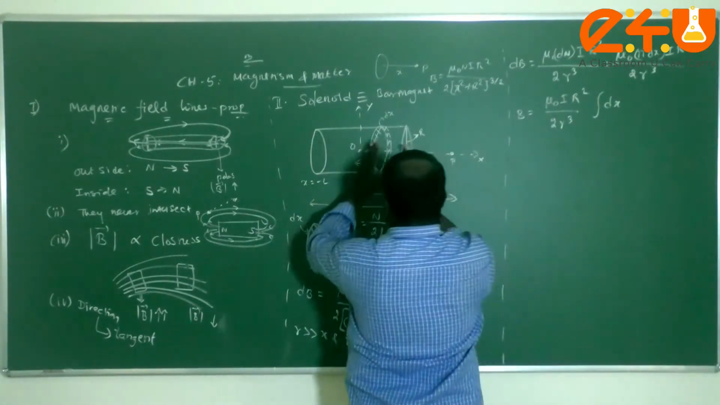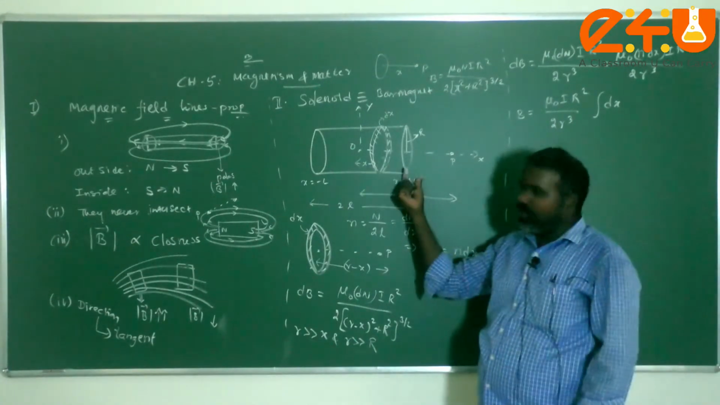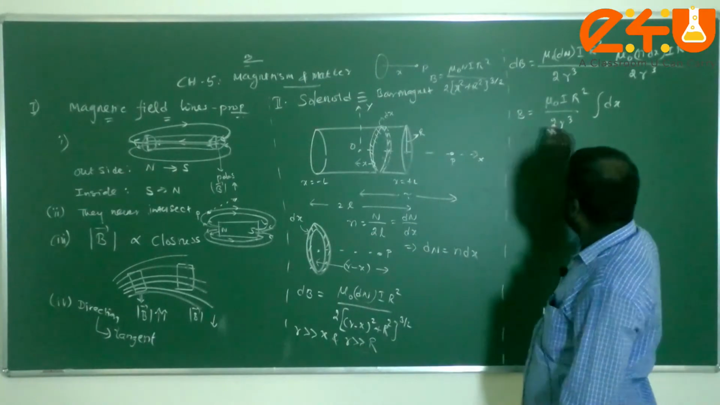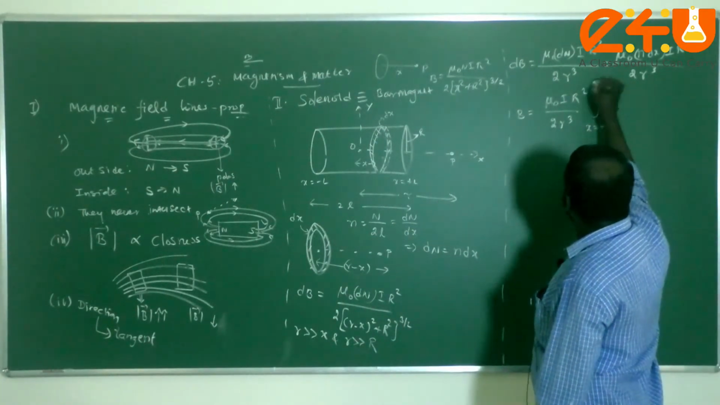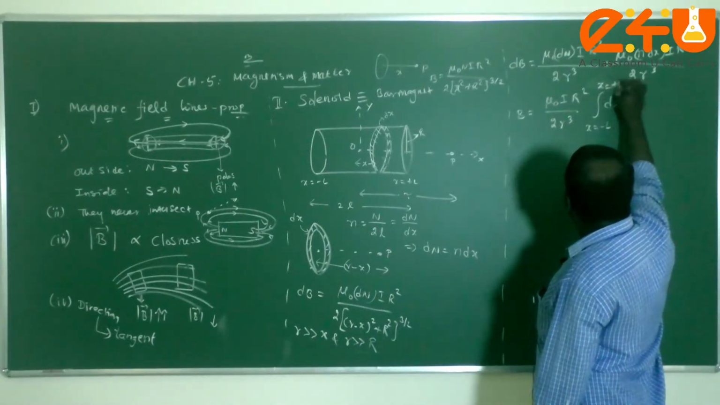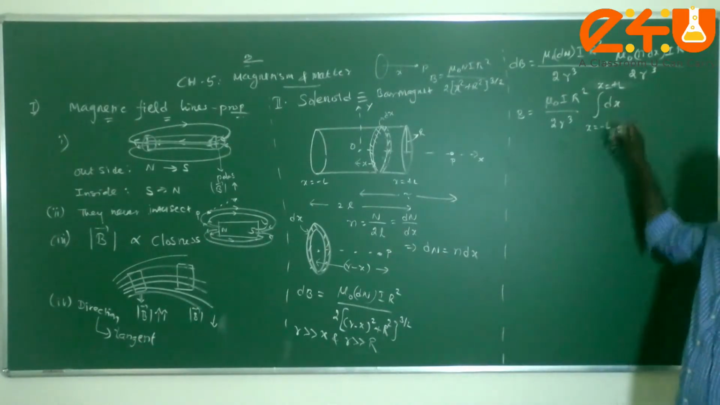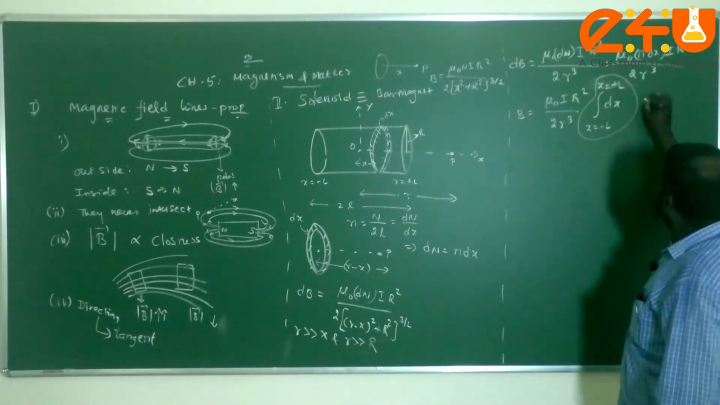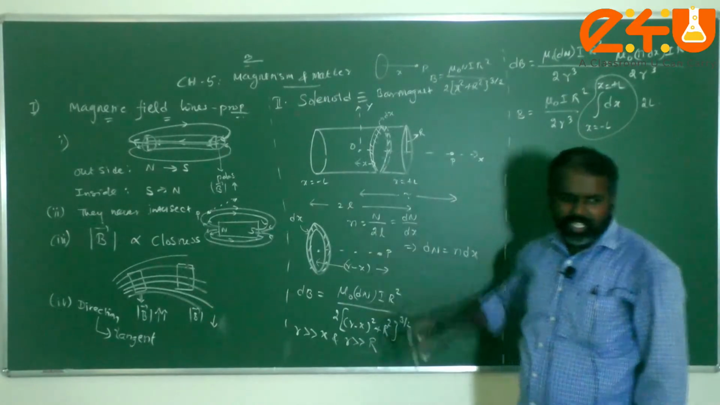Here for the x value, we can consider the element either on the right side of the origin or the left side of the origin. Therefore I can take x varying from minus L to plus L, that is the lower limit and the upper limit. We know that the integral of dx is x, and if you substitute the limits, we get this integration value as 2L, where 2L is the total length of the solenoid.